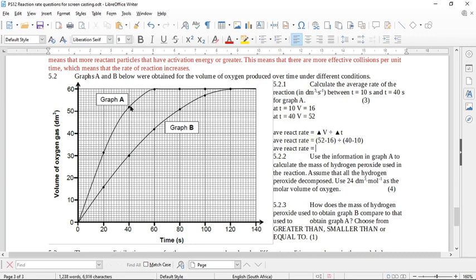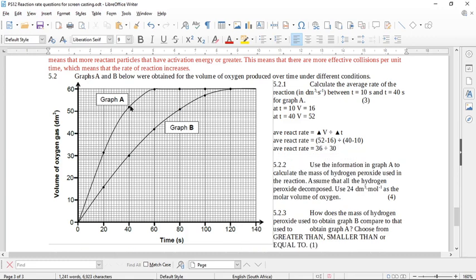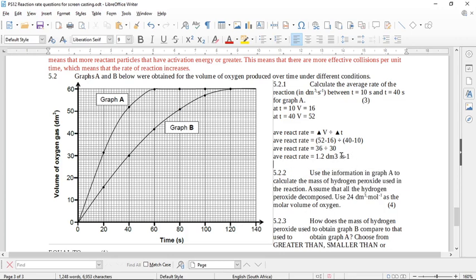Use your calculator. What is 52 minus 16? 36 over 30. So my average reaction rate is going to be 1.2 cubic decimeters per second. Okay, it takes me ages to type those units in. Okay, so I think that's the correct answer to that question. Goodness me, we hope so.